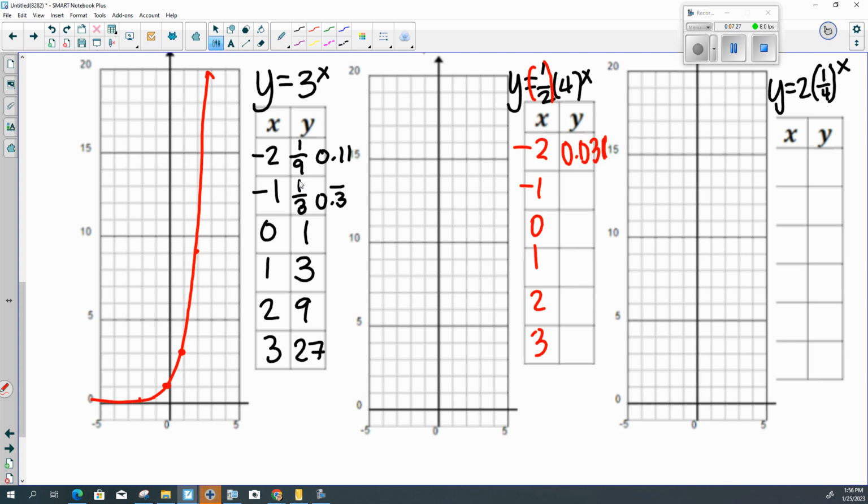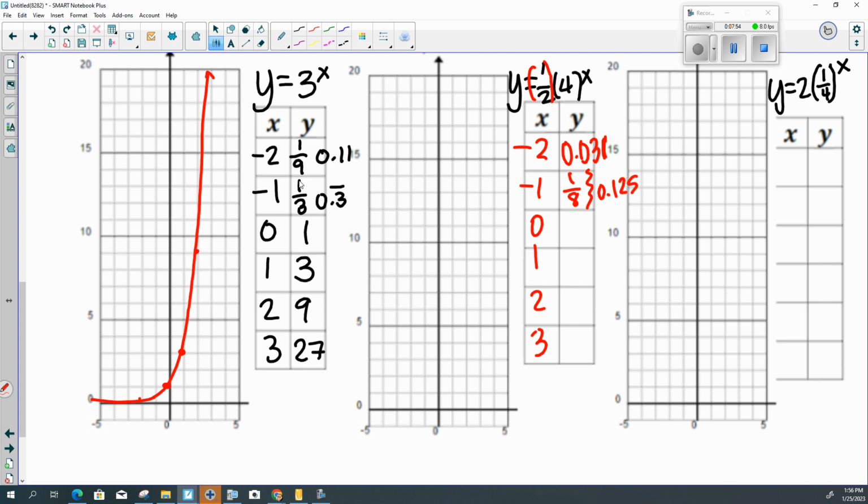So what are you getting for 1/2 times 4 to the power of -1? What is it as a decimal? 0.25. So again, you just decide which way you like better when you're trying to graph it.